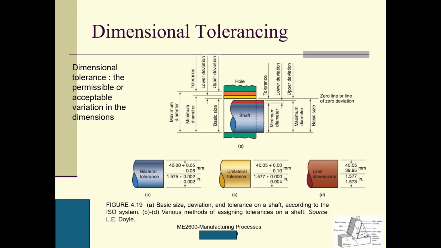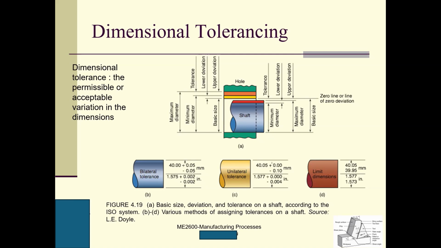So we have tolerance. This is the lower deviation and this is the upper deviation for the hole, and it's also tolerance for the shaft, with lower deviation and upper deviation. Bilateral tolerance means that, okay, this is my nominal dimension, then there are two values: this is my upper limit, this is my lower limit. Bilateral tolerance means that these two limits are non-zero.